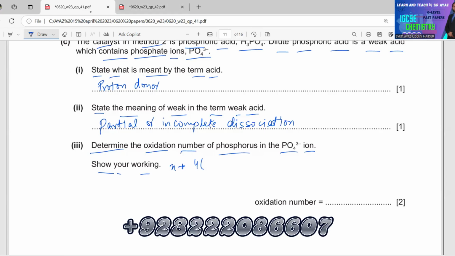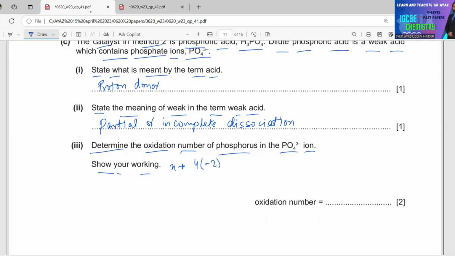In this case, it's above phosphorus. It's highly electronegative, so it must be carrying -2 charge. And the overall charge on phosphate ion is given, which is 3-. So you write -3 here. Moving to next step, X plus 4 multiplied by -2, you will get -8, is equal to -3. Or X -8 plus 8 is equal to -3 plus 8. 8 will be cancelled on this side. The final answer must be +5.